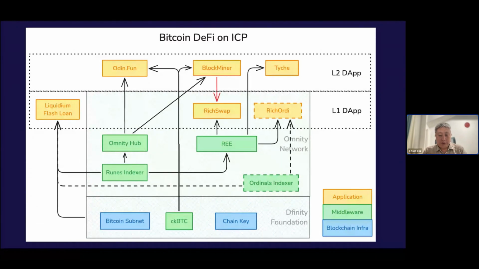So overall, we try to make the Chain Fusion tech stack more usable for Bitcoin DeFi builders like you. And this session will focus on RE because it's the most cutting edge way to utilize the whole bunch of Chain Fusion capability. RE integrates the capability from Bitcoin subnet, chain key, runes indexer to form a one-stop execution environment and application development framework. So it's an integrated environment to make delivering great Bitcoin DeFi application on IC much easier.